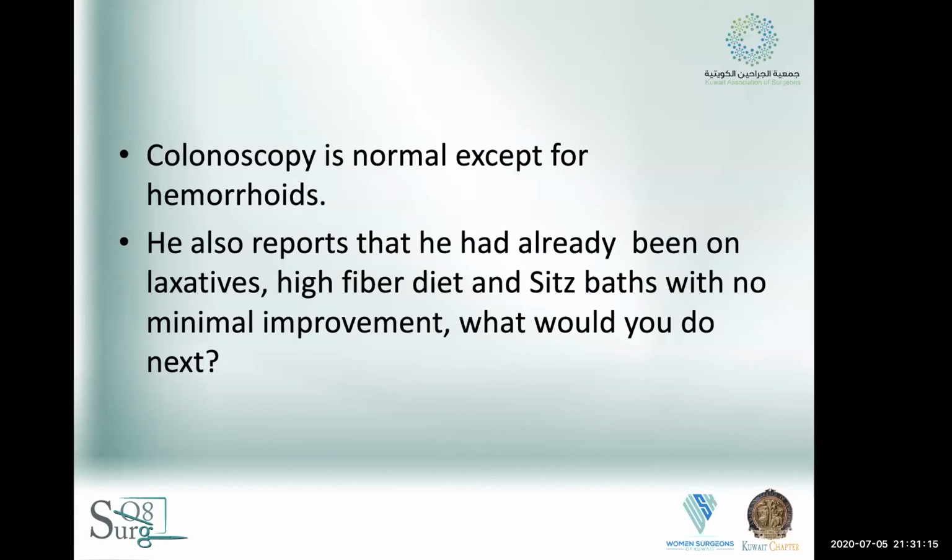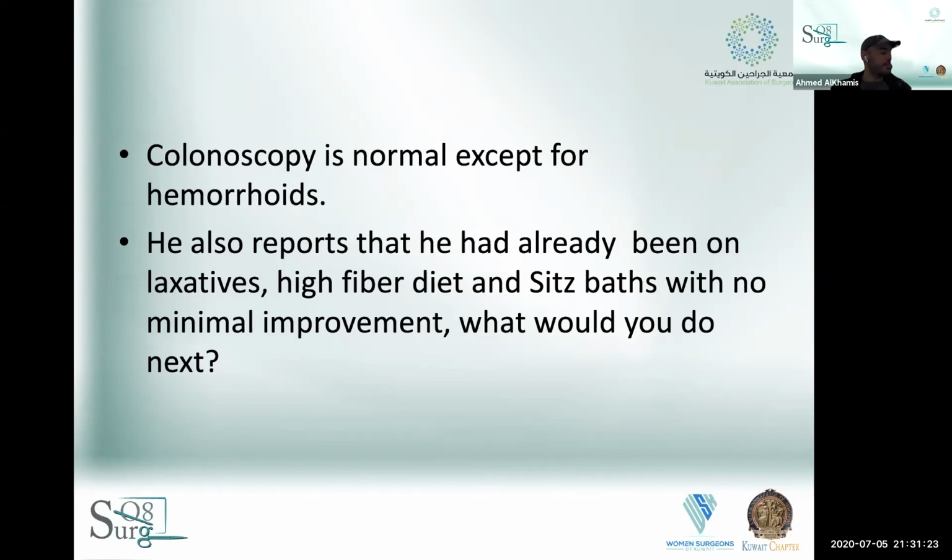The labs show a white count of 17. The rest is okay. His abdominal exam shows some suprapubic tenderness. On perineal exam, he's in pain. There's some erythema maybe around the scrotum, but that's it. So what's your next step?